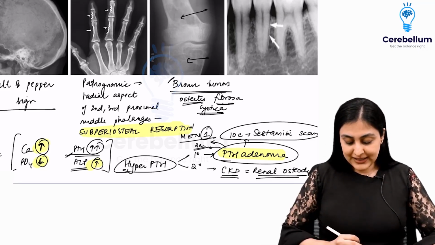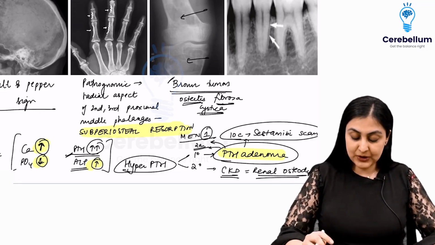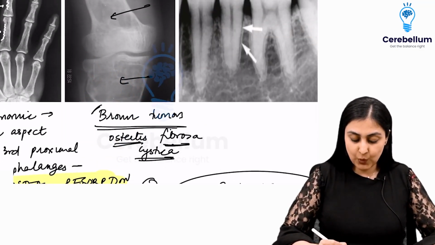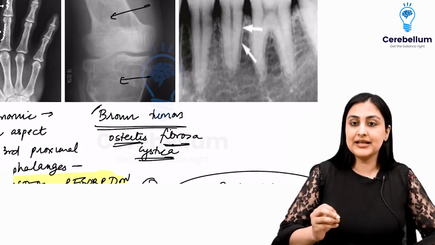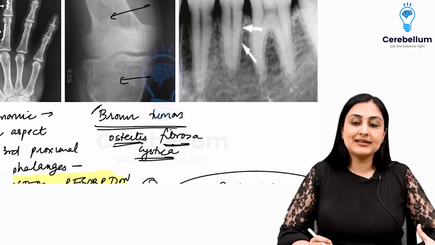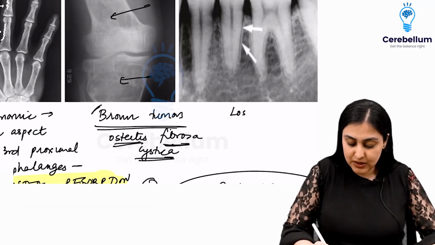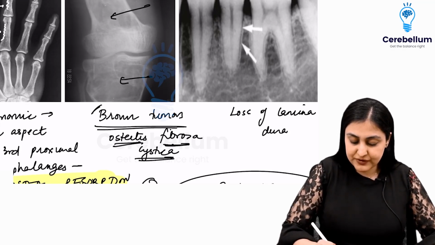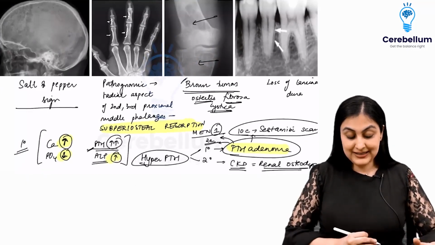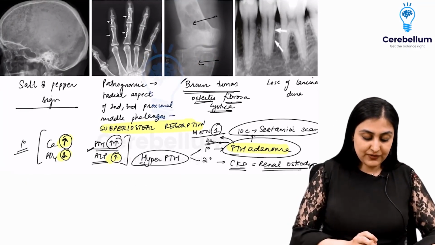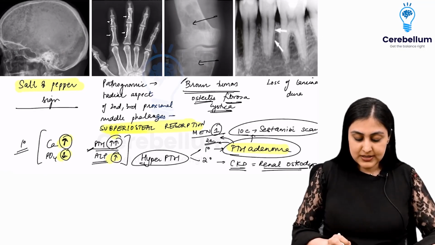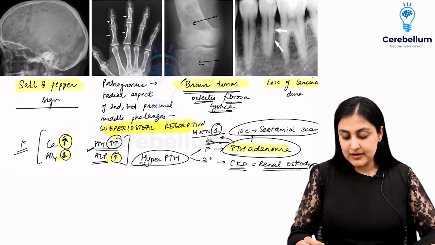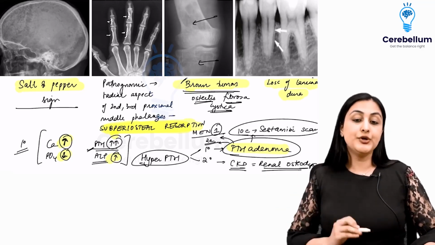Okay. Another finding in hyperparathyroidism is loss of this ligament here. So below the tooth socket, you can see this white line that is called lamina dura. In hyperparathyroidism, because of resorption, there is loss of lamina dura, which is seen. All right, there's going to be a loss of this ligament that has been marked here in hyper-PTH. So 4 signs of hyper-PTH: salt and pepper, subperiosteal resorption, diffuse multiple brown tumors, and loss of lamina dura.